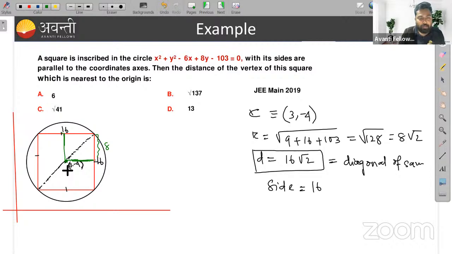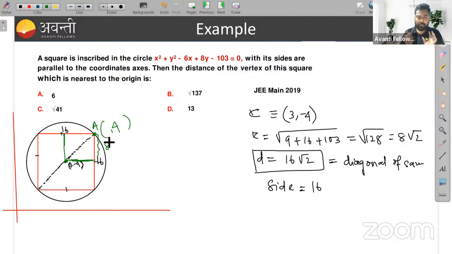So to reach this point, we move on the y-axis, that is minus 4. The point is 3, minus 4. Then to reach these points, we need to shift 8 units upwards on the y-axis. Then the y coordinate will be minus 4 plus 8, that is plus 4. The y coordinate of this point, suppose this point is A, is 4. Is that clear to everyone?